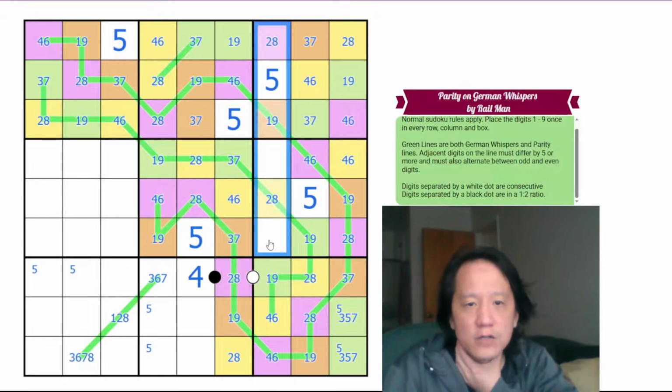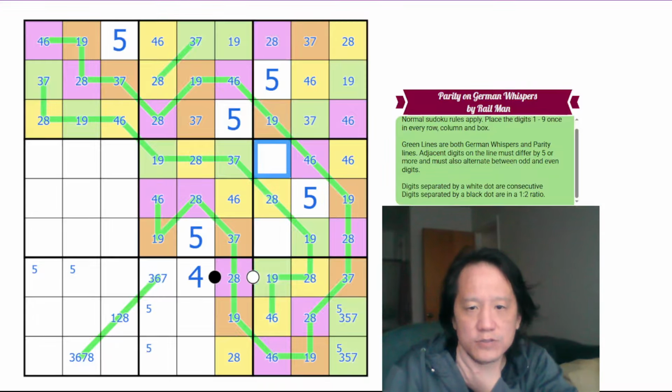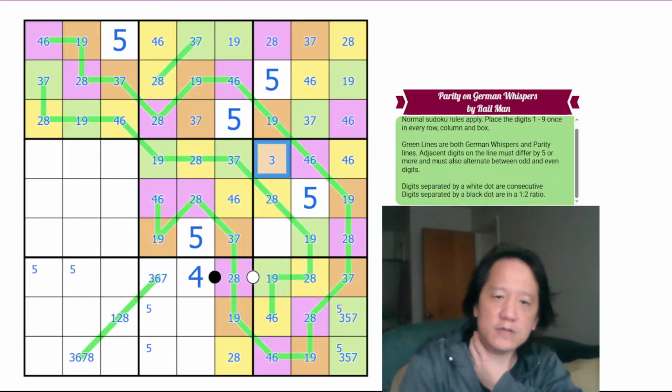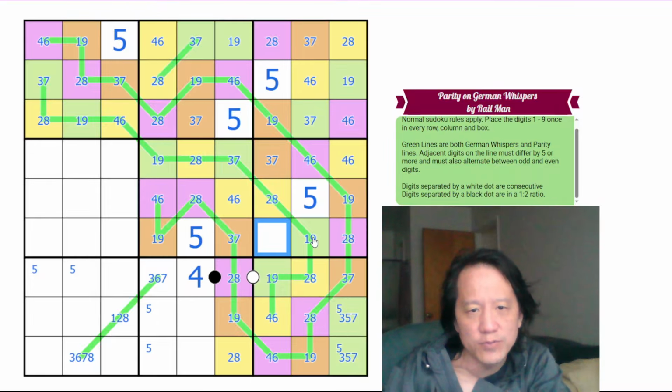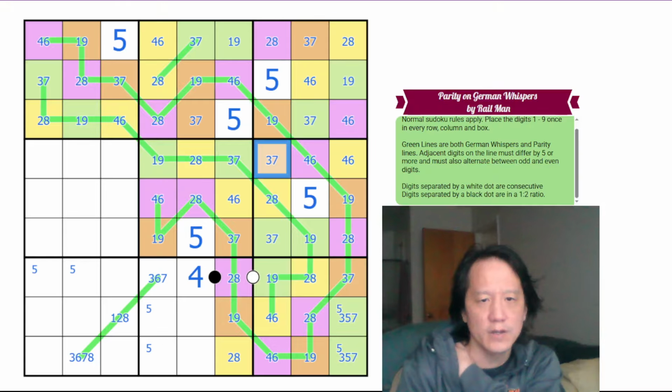Remaining digits in column 7, we have orange 3, 7, which cannot be here. So this is orange 3, 7. And that leaves this as green 3, 7. Okay.